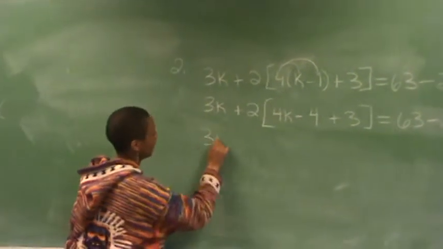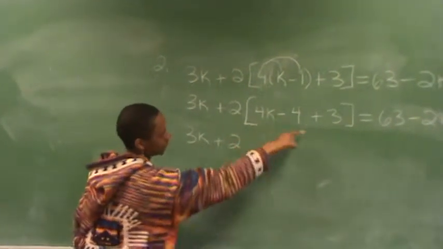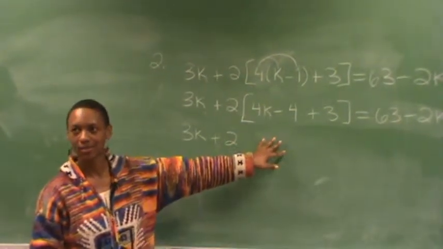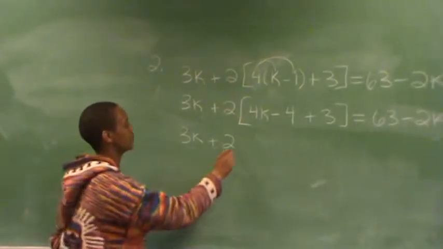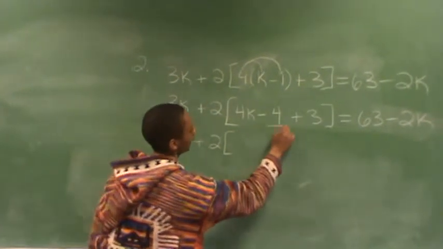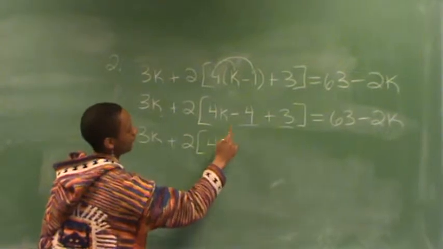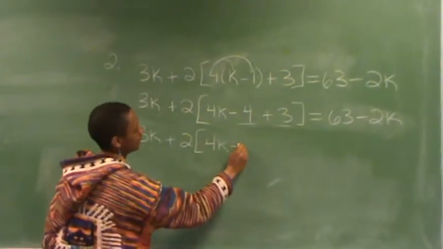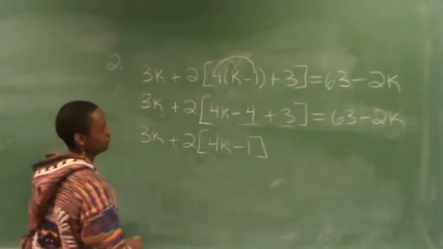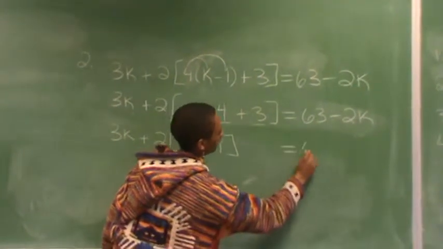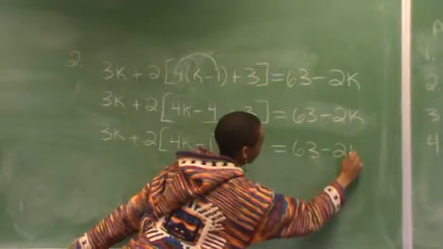I still have brackets here, so I'm going to do what I can inside the brackets. Brackets are just like parentheses, so I handle them the same way. Notice I have like terms in here, -4 and +3. So I add -4 plus 3 is -1. Write down everything else the same, so equals 63 minus 2k.